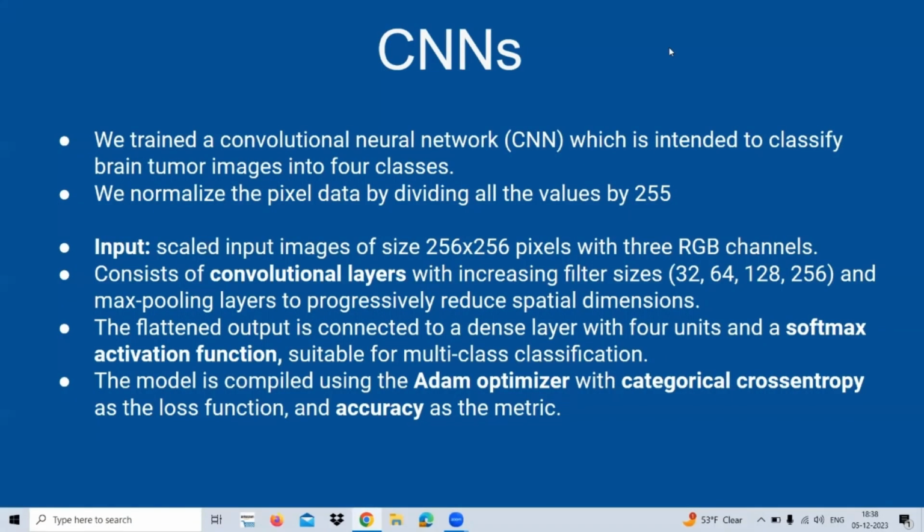We use CNN as another supervised learning method to classify brain tumor images into four classes. We started with normalizing the pixel data by dividing all the values by 255. The input to our model is the scaled input image of size 256 cross 256 pixels with 3 RGB channels. Our CNN model consists of 4 convolutional layers with increasing filter sizes from 32 to 256 and max pooling layers to progressively reduce the spatial dimensions.